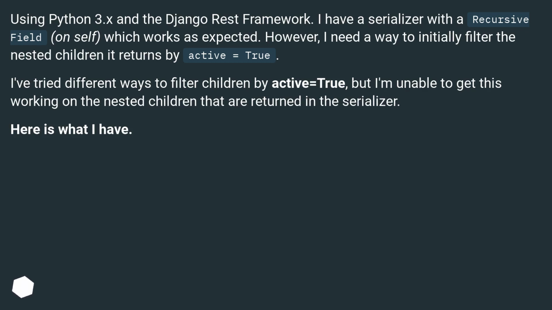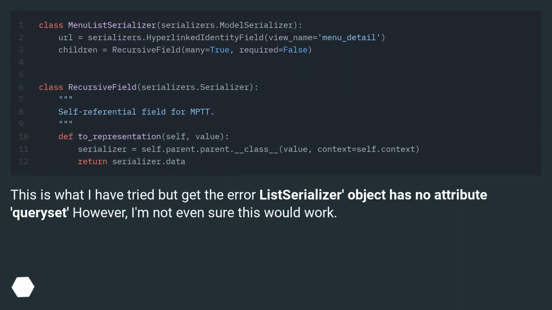I've tried different ways to filter children by active equals true, but I'm unable to get this working on the nested children that are returned in the serializer. Here is what I have. This is what I have tried, but I get the error: serializer object has no attribute queryset. However, I'm not even sure this would work.